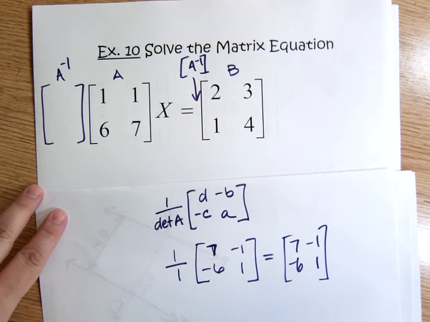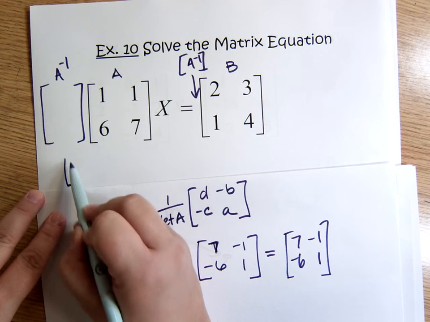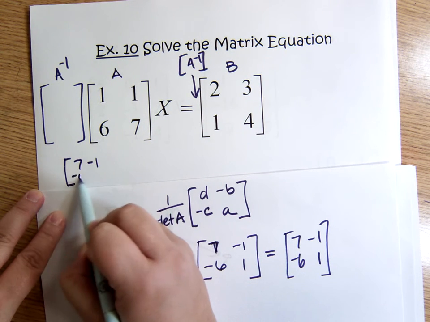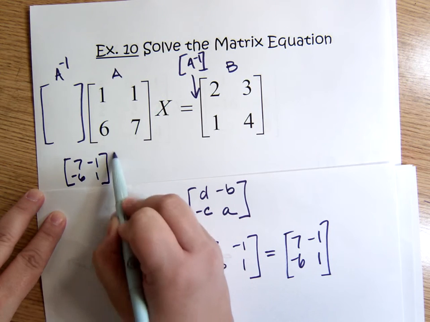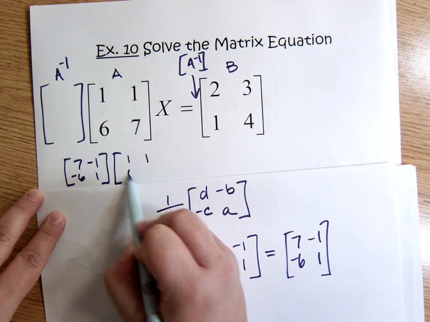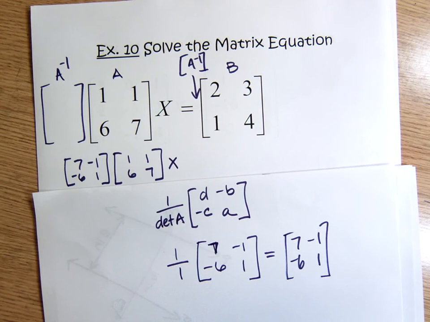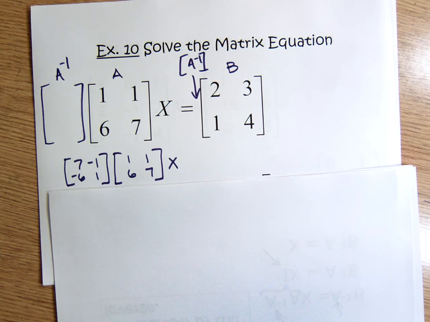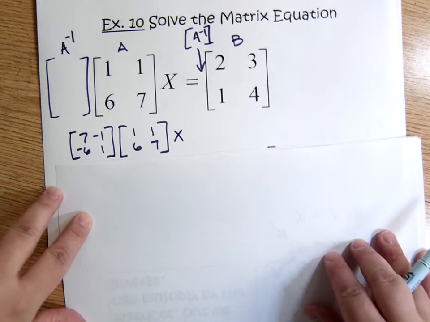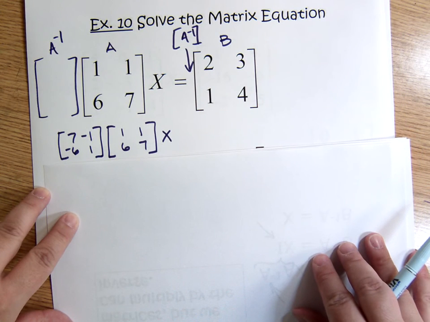So I'm going to multiply both sides by that matrix. So I have 7, negative 1, negative 6, 1 times 1, 1, 6, 7. And we could go ahead and multiply this just to make sure we did it right. It should give me what? The identity matrix, right? So you can make sure that that happens.